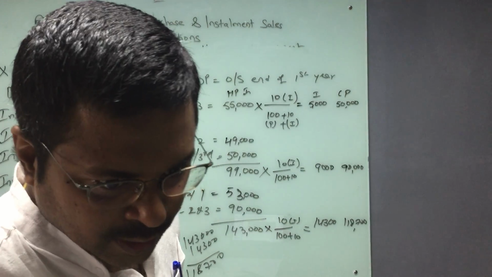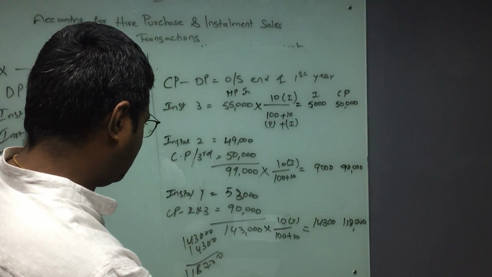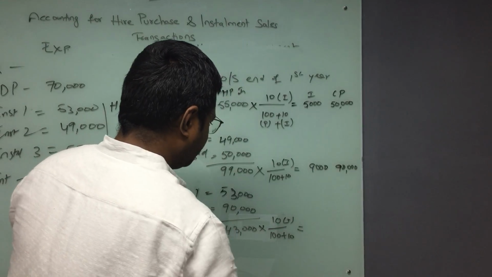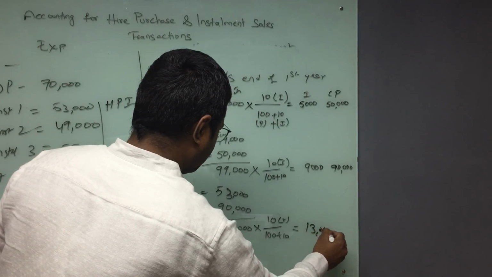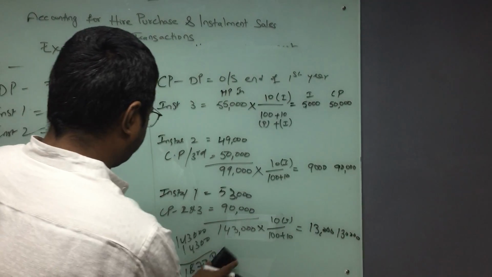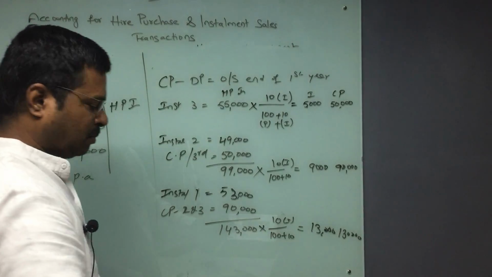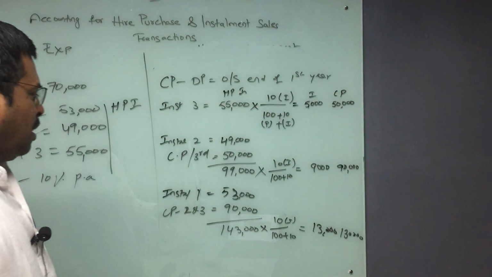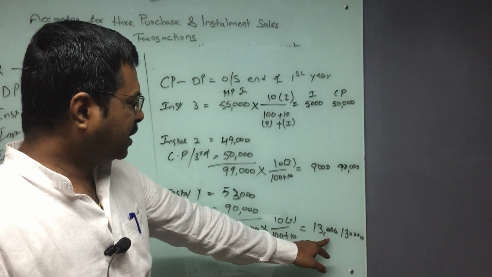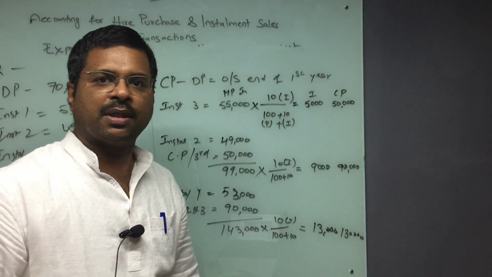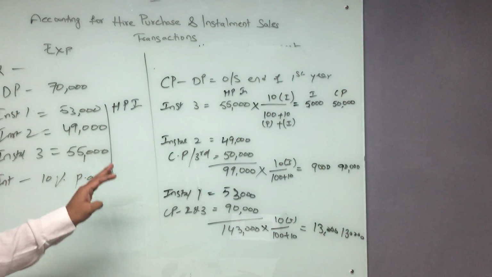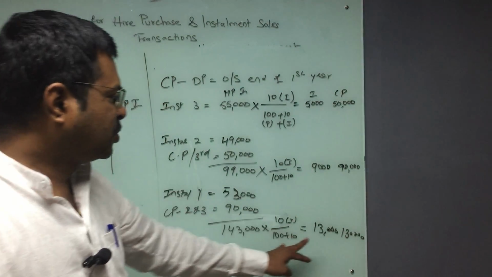Sorry, I think it comes to 13,000. 110, 13,000. So 1,30,000 will be the principal. 1,43,000 divided by 110 into 10 comes to 13,000 interest, and 1,30,000 will be the cash price. Now this is the cash price of the installments.